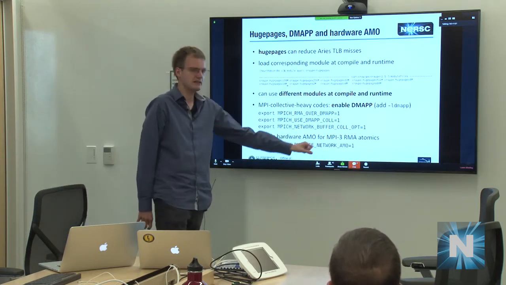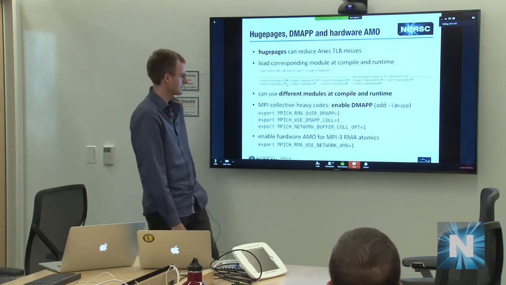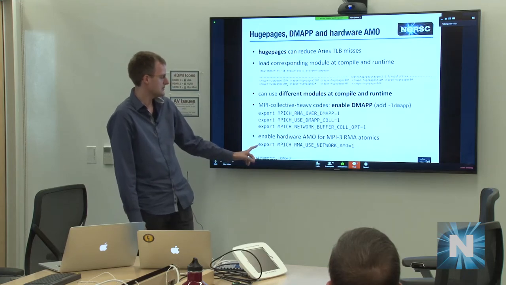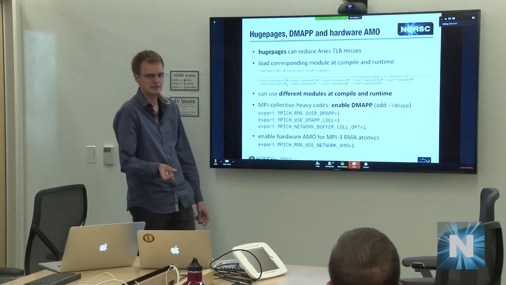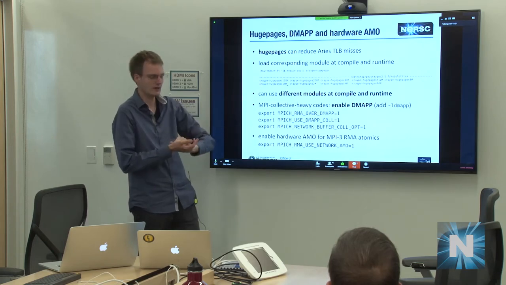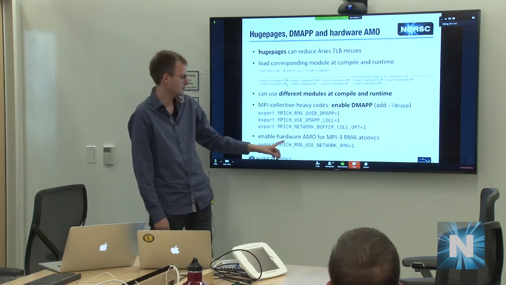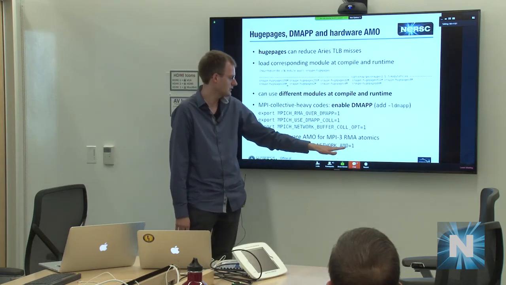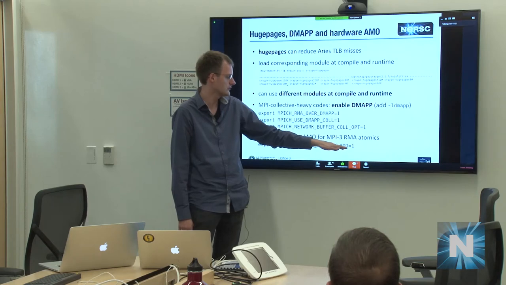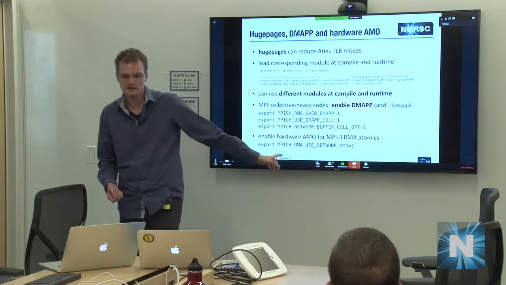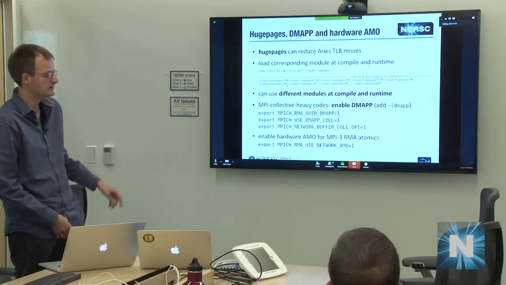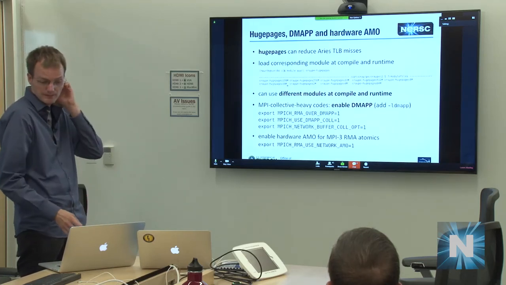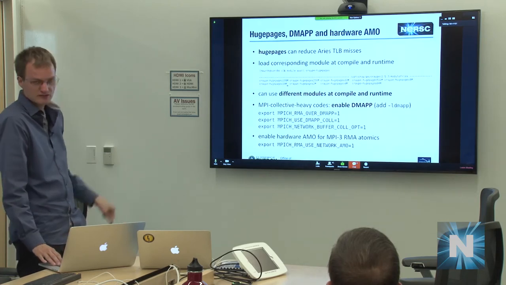If you do MPI single-sided remote memory atomics, for example, you can also try to set this one. This is especially good for small messages. If you have an accumulate, get accumulate, or whatever operation on an integer or a single float or double, you can set this, and I think it will use the hardware to do the locking. So this can give you up to a 20x speedup, but only for small messages. The latency might be 20x better. If you have bigger messages, that might actually hurt you.